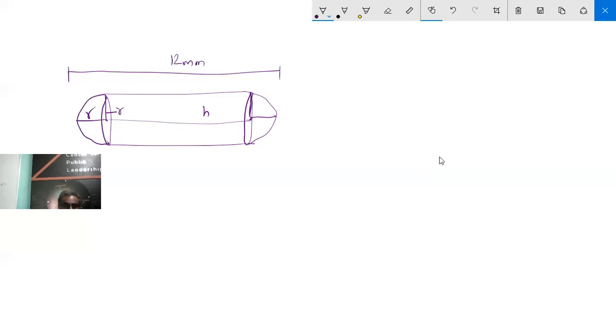Diameter of the capsule is 3 mm. So this whole thing is 3 mm. So the radius is 3 by 2. How much? Radius equal to 3 by 2, that means this is also 1.5. This is also 1.5. So take away 1.5 from each end, then this is equal to 9 mm.